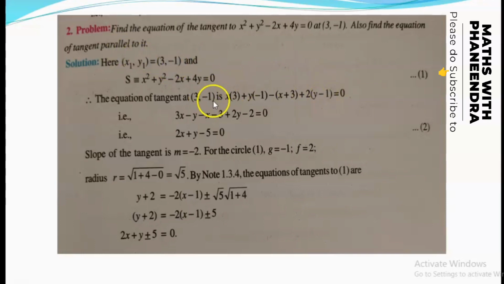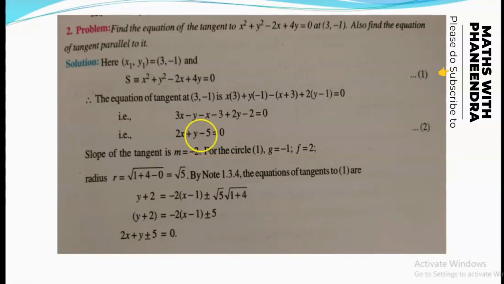After simplifying that, 3x − y − x − 3 + 2y − 2 = 0. So 3x − x is 2x, −y + 2y is y, −3 − 2 is −5, equal to 0. Therefore, 2x + y − 5 = 0. This is the tangent equation at the point (3, −1). Here half of the problem is completed.